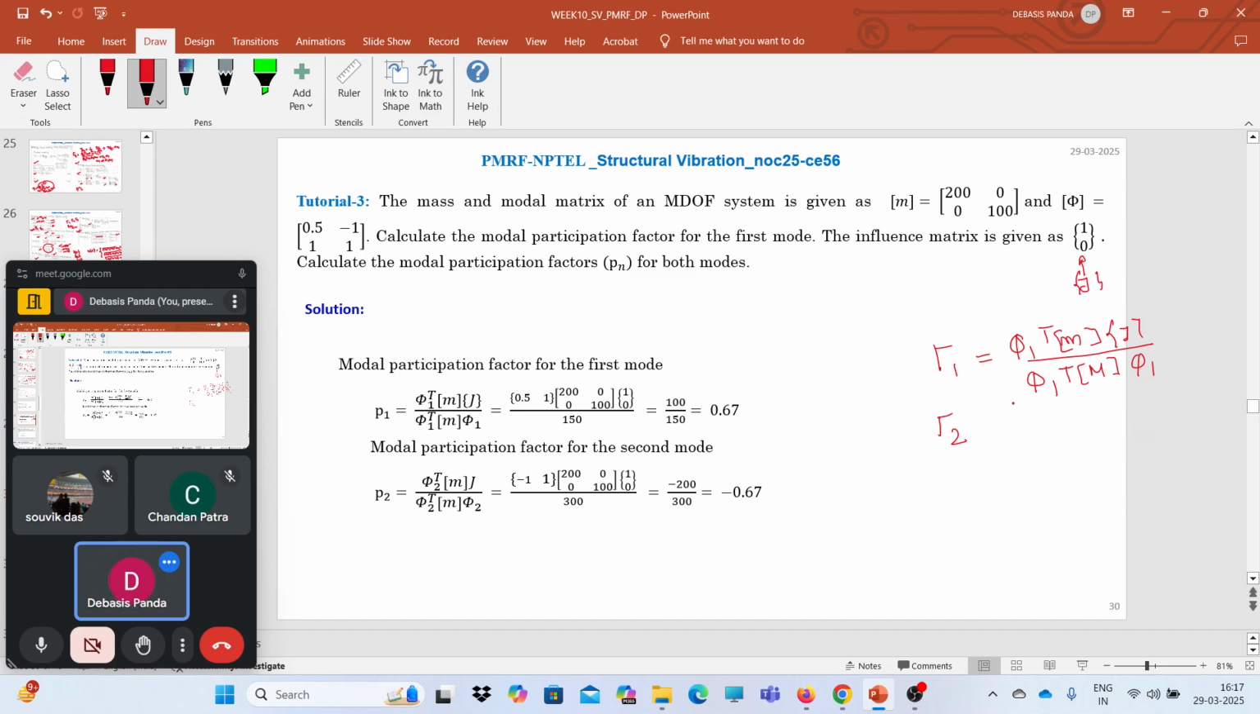Similarly, the second participation factor will be phi 2 transpose M influence vector divided by phi 2 transpose M phi 2. So first you need to find out what is the value of phi 1. So here the total mode shape matrix is given. This is your phi 1. So phi 1 is 0.5 and 1.